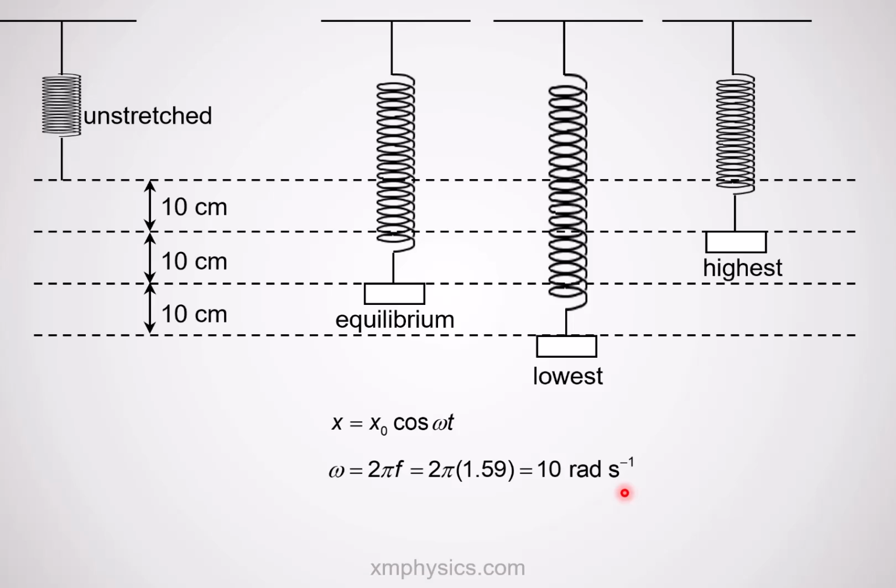As for the amplitude, from the context of the question, we know that the amplitude is 10 cm on both sides of the equilibrium position. So the amplitude is 10 cm or 0.1 meters.